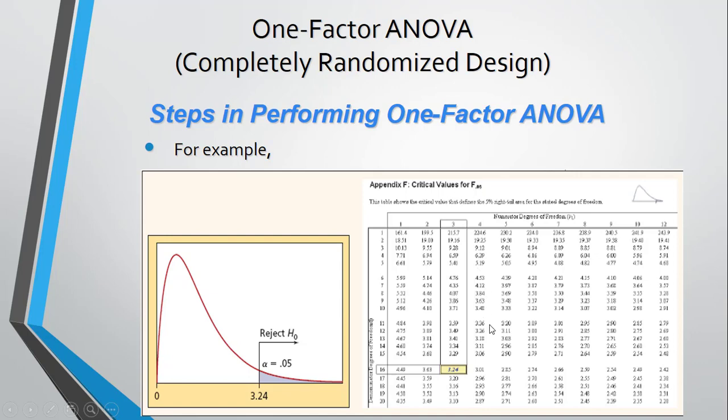In this case, the numerator degrees of freedom is 3 and the denominator is 16. At alpha 0.05, we see column 3 and row 16, and the number is 3.24. So 3.24 is the critical value of F for the 95% confidence level. We calculate our test statistic. If it's larger than 3.24, we reject the null. If it's less than that, we don't reject the null.